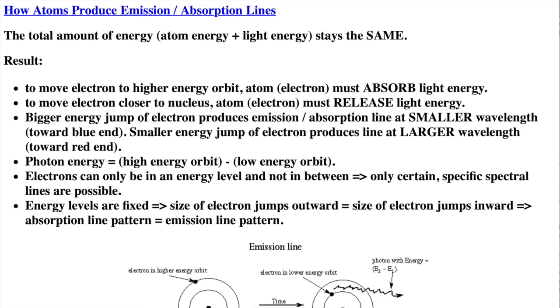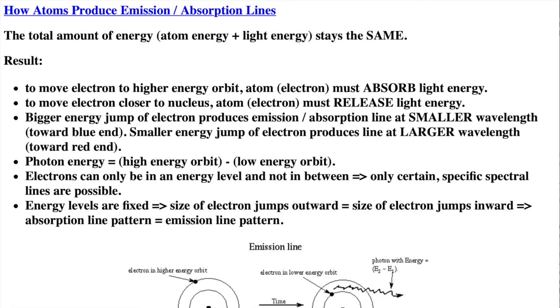A big jump of the electron produces a spectral line of a shorter wavelength because a big jump means a large energy change, and photons of shorter wavelength have higher energy. Conversely, a small electron jump produces a longer wavelength spectral line. The energy of the spectral line photon equals the energy difference of the energy levels the electron transitions between.